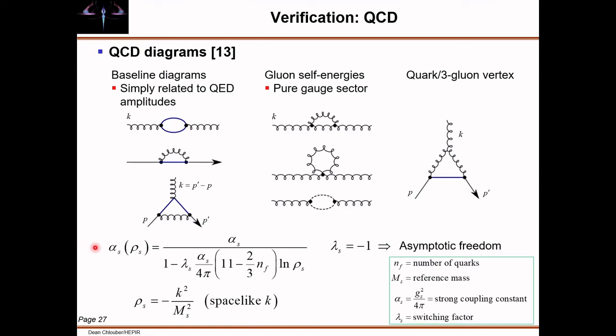Collecting these results, we can define a running coupling constant, where alpha sub s is the experimentally determined value of the strong coupling constant when rho sub s is equal to 1. Here K is space-like and m sub s is a reference mass. For a switching factor, lambda sub s equal to -1, we recover asymptotic freedom. And this is a key result which vindicates the physical interpretation.